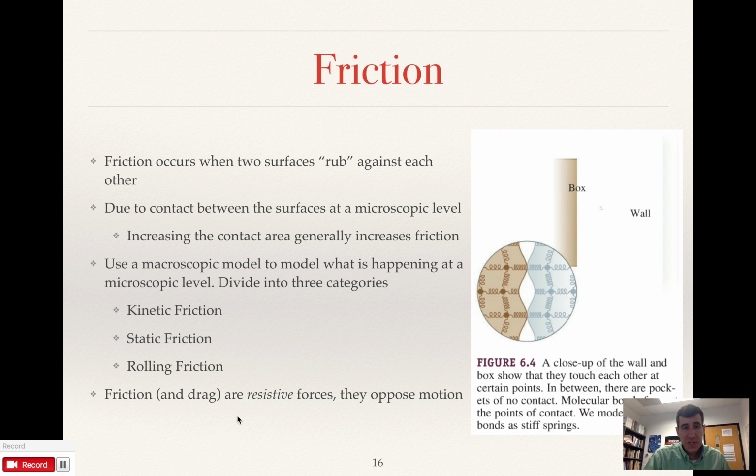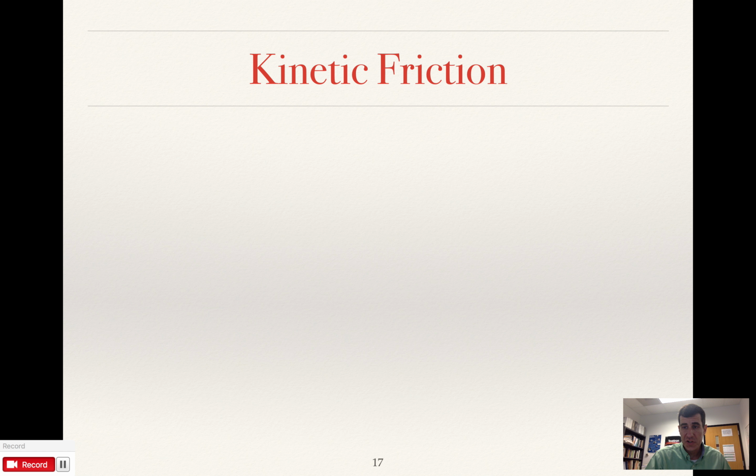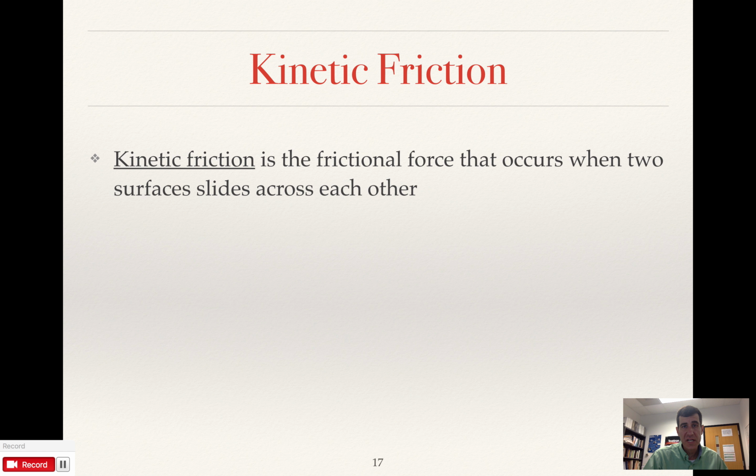So these friction and drag forces are resistive forces. That's going to be important because we're going to have some equations that tell us what the magnitudes of these things are. And the fact that they're resistive tells us about the direction. Namely, they oppose motion. So if you're moving to the left, friction is going to be to the right, and vice versa. Okay, so first off, kinetic friction.